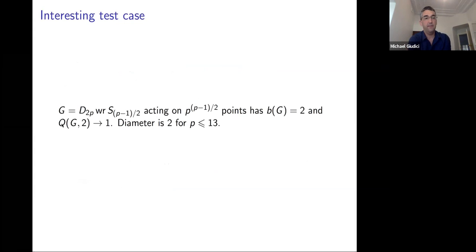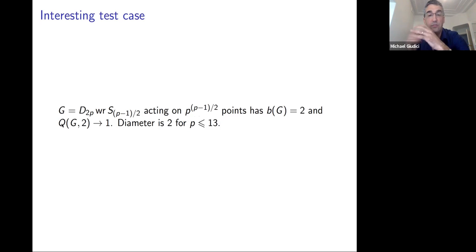There's one family of groups which we think would be a good test case for the conjecture. This is where I take my group G to be the dihedral group of order 2p, and I take a wreath product with the symmetric group on p take 1 on 2 points. Then if I have this group acting in product action, so this is on p to the p take 1 on 2 points, this actually gives me, in disguise, an affine primitive permutation group. It does have a base of size 2, and our Q parameter goes to 1. So this is where, again, you actually have to calculate what the diameter of the graph will be.